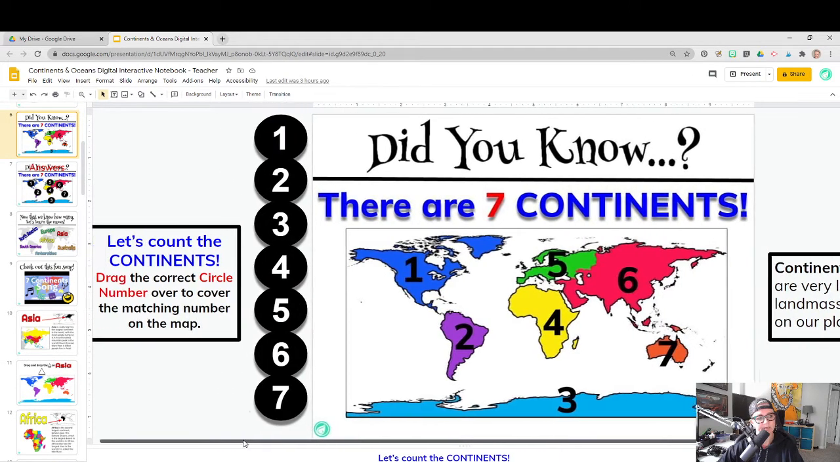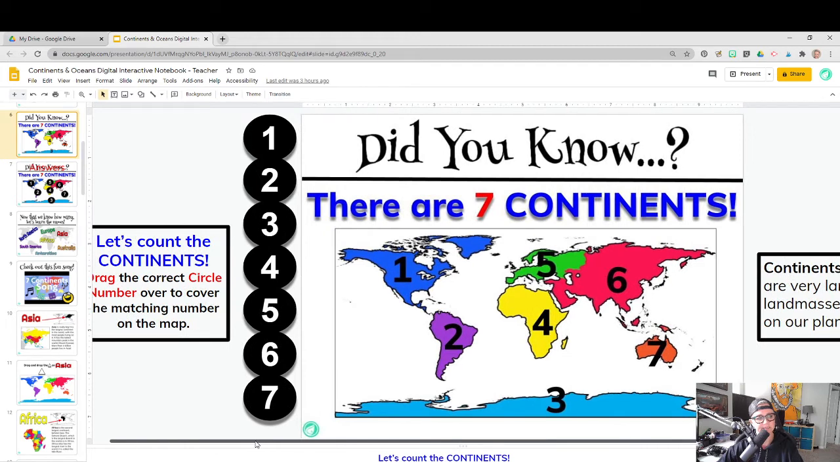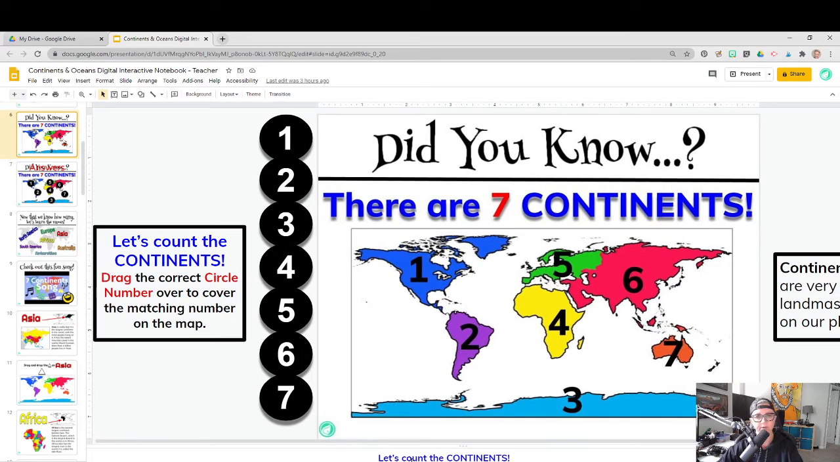This slide bar down here can be used for students to see the entire page. Oftentimes I will put information down here in the speaker notes as well. And I try to make as many slides as possible interactive for the students so they are paying attention to the information. So did you know there are 7 continents?